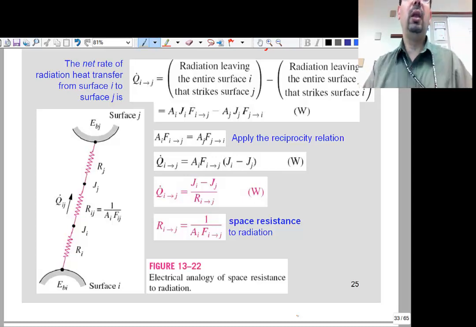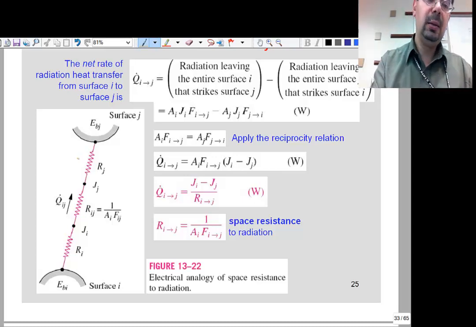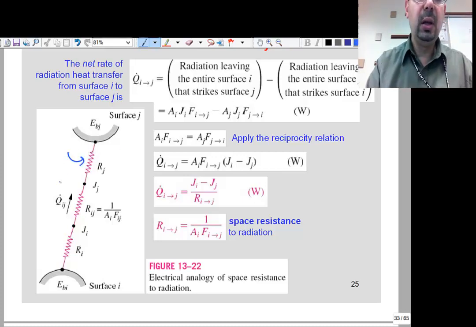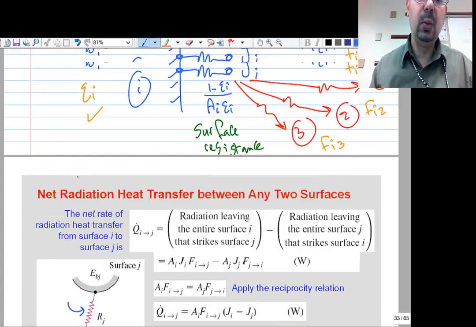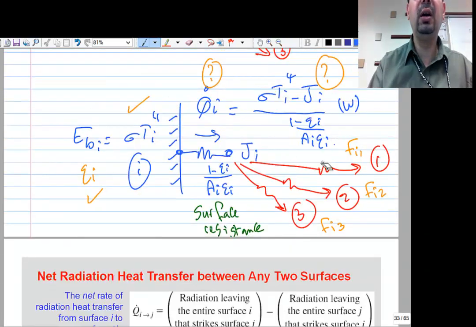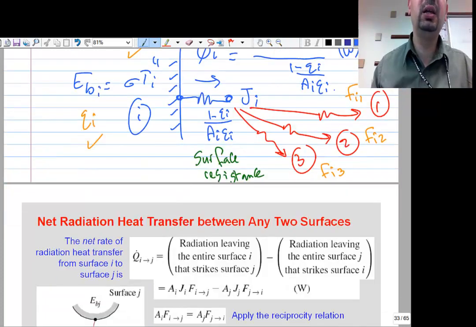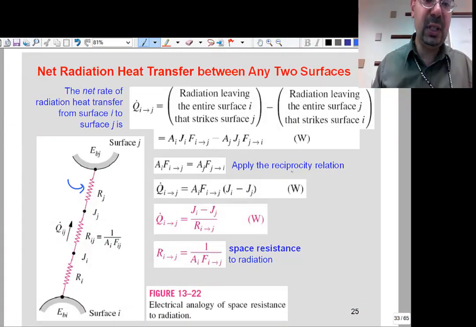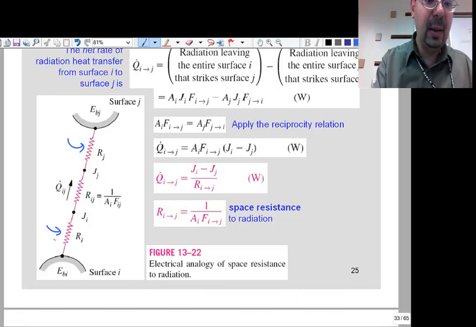So we said every surface that's not black will have a surface resistance. That surface resistance is (1 minus epsilon I) over (A I epsilon I). So depending on its epsilon I and its area, you will get a surface resistance that basically separates you from your black body radiation.